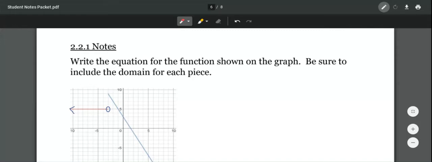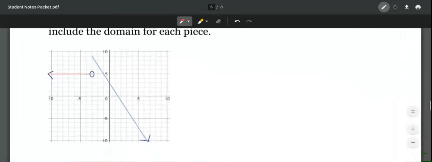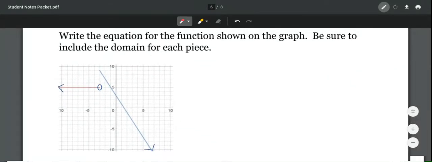Today, 2.2.1 notes, we're writing equations for the piecewise function. You have to remember to include the domain for each piece, otherwise it doesn't make sense.